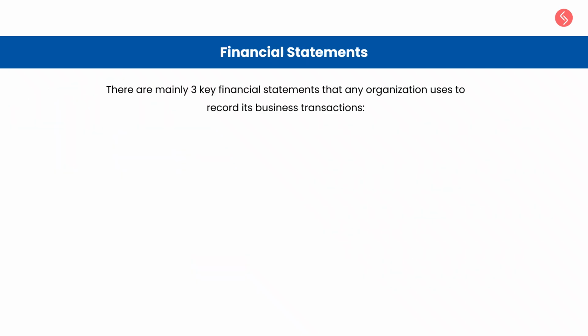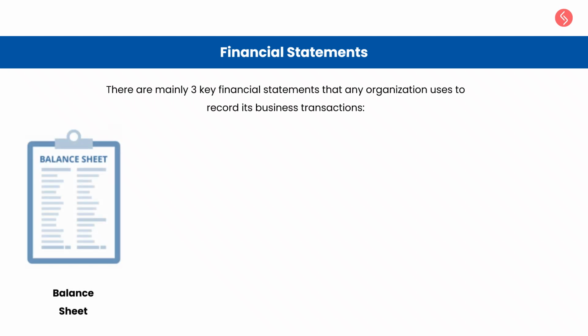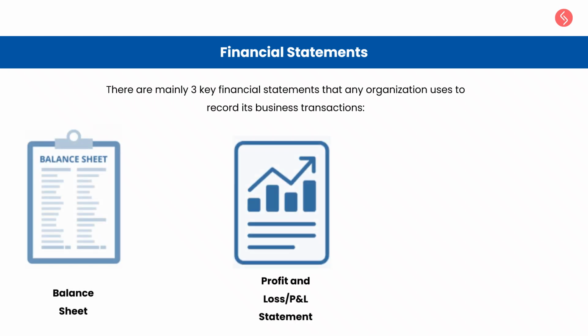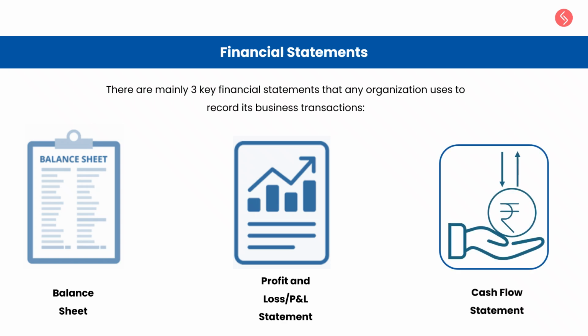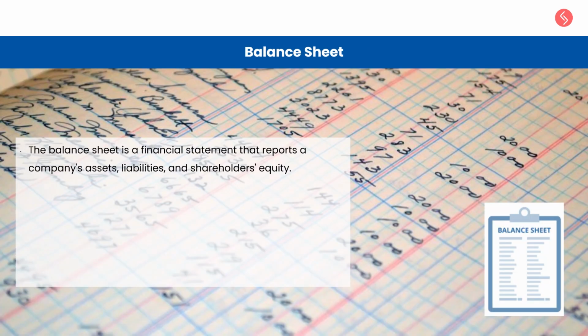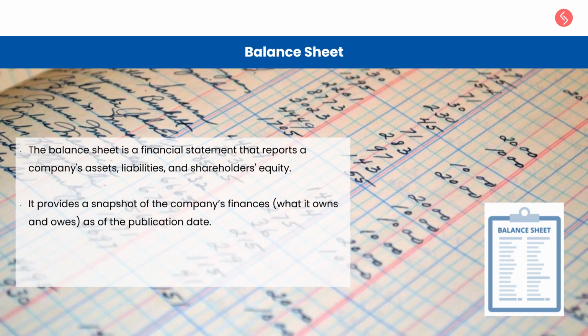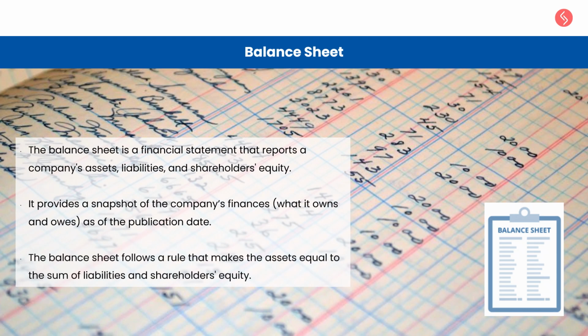effectively. There are mainly three key financial statements that any organization uses to record its business transactions: balance sheet, profit and loss statement, cash flow statement. The balance sheet is a financial statement that reports a company's assets, liabilities, and shareholders' equity. It provides a snapshot of the company's finances, what it owns and owes, as of the publication date. The balance sheet follows a rule that makes the assets equal to the sum of liabilities and shareholders' equity.